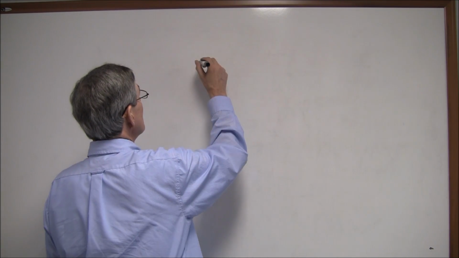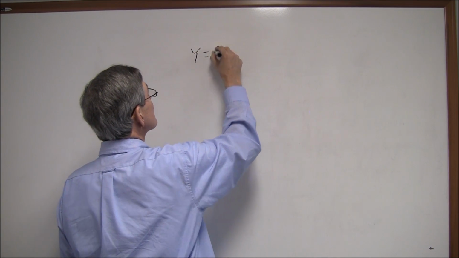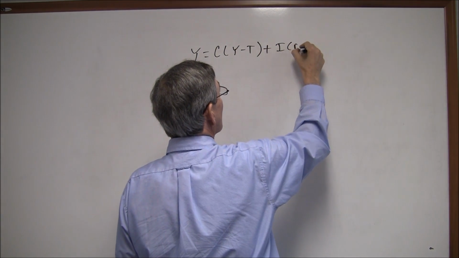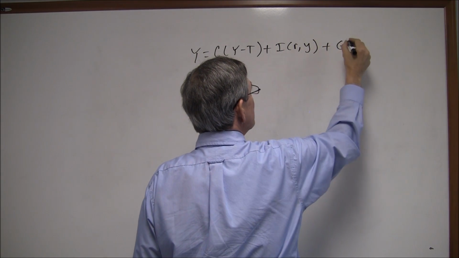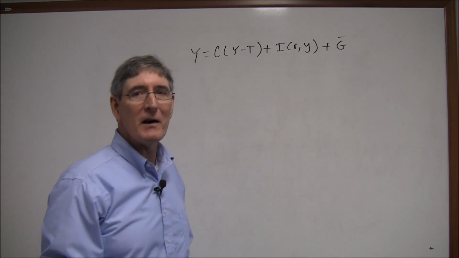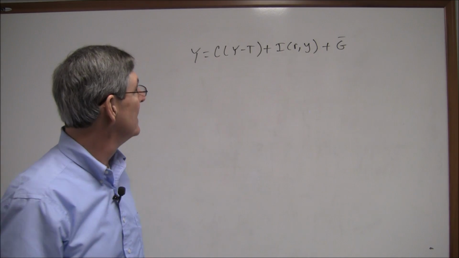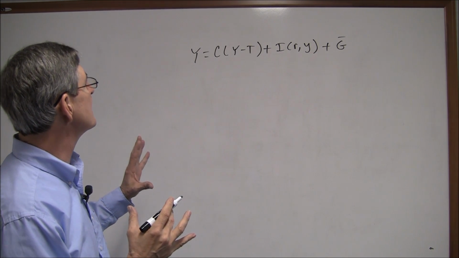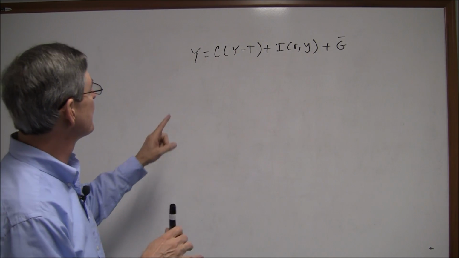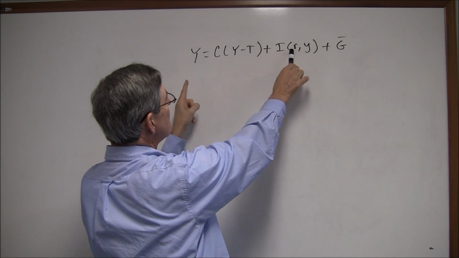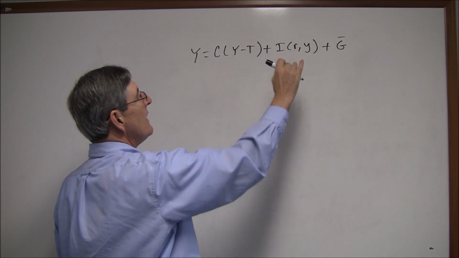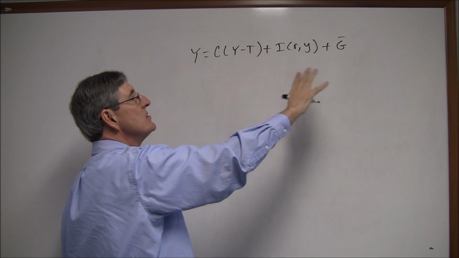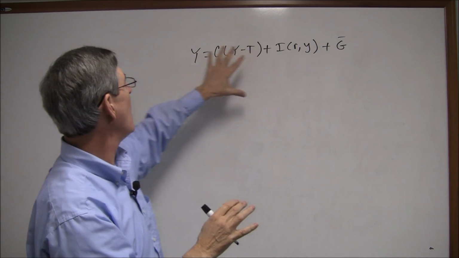So our model is going to be Y equals C of Y minus T plus I of R and Y plus G. And I won't always remember to put the bar on G, but we'll just understand that that is an exogenous variable. Now, our goal here to derive this thing called the IS curve is to work out the relationship between interest rate and income. If I change the interest rate, how does income have to change to keep this equality?